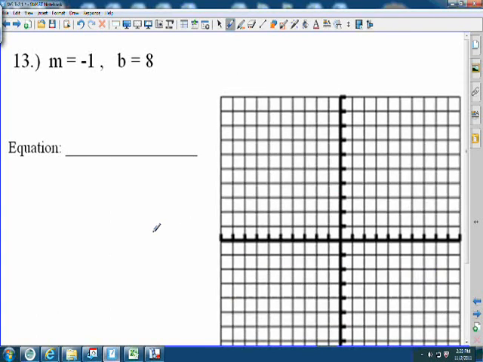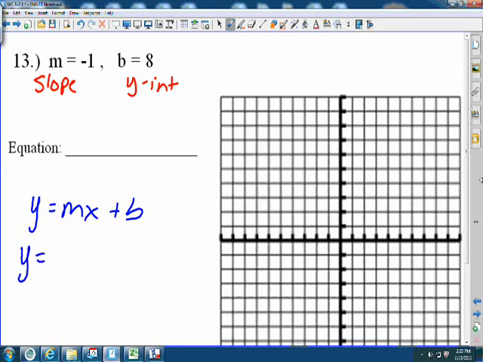Now, what about this one? We need to graph it and write the equation. Remember, the equation is y equals mx plus b. Well, look, they give us m, they give us b, but what are these? The m is slope, and the b is the y-intercept. So I'm going to have y equals negative 1 x plus 8.